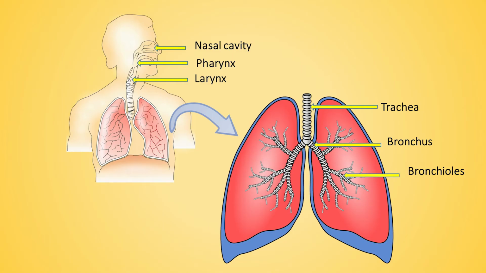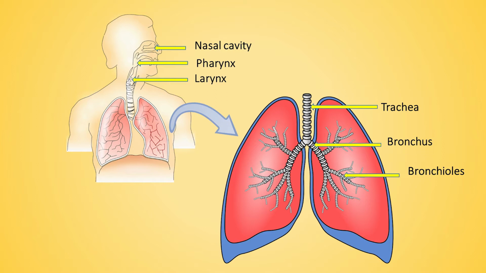Here you can see a diagram of the human respiratory system. We can see nasal cavity, pharynx and larynx. And there is a pair of lungs. Air entering into the nasal cavity passes through pharynx and larynx, finally entering into the trachea. Trachea is a long tube, and trachea ends up as left and right bronchus. Each bronchus enters into its distinct lung.